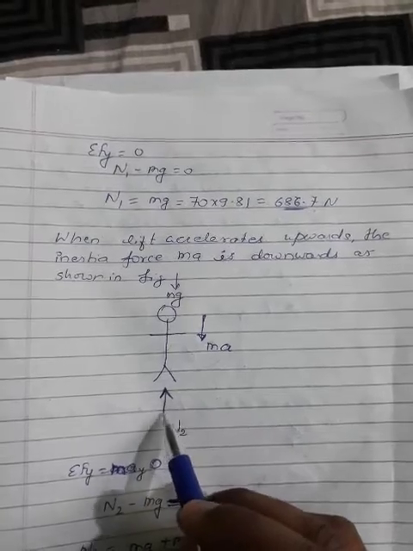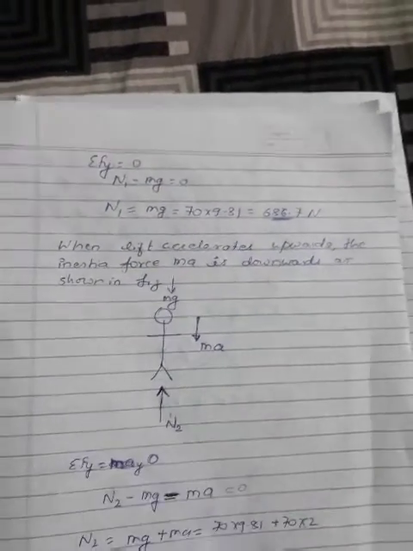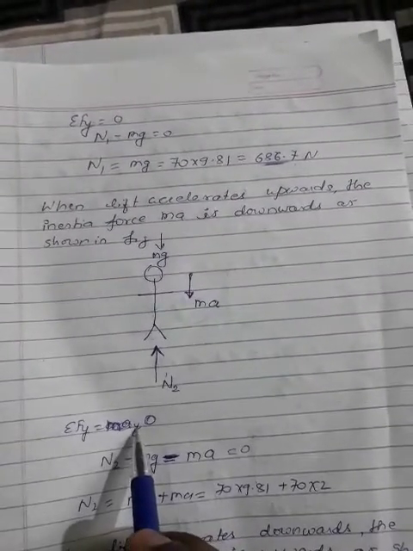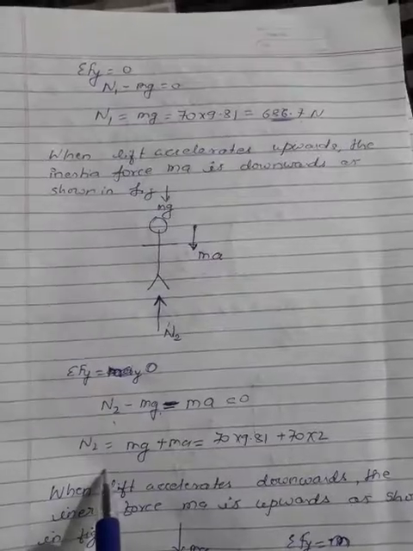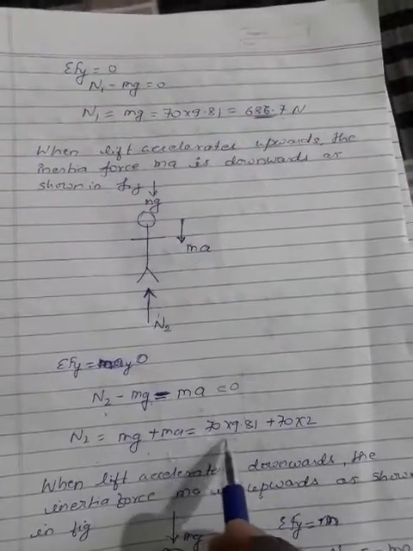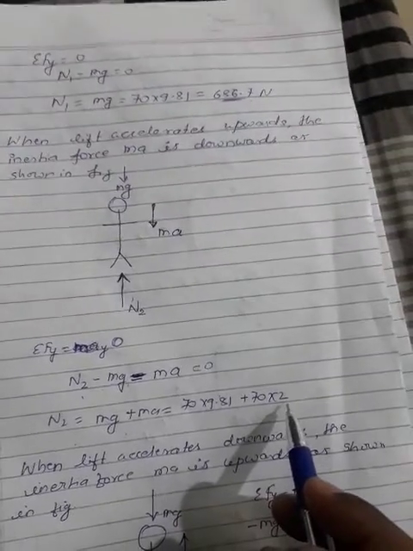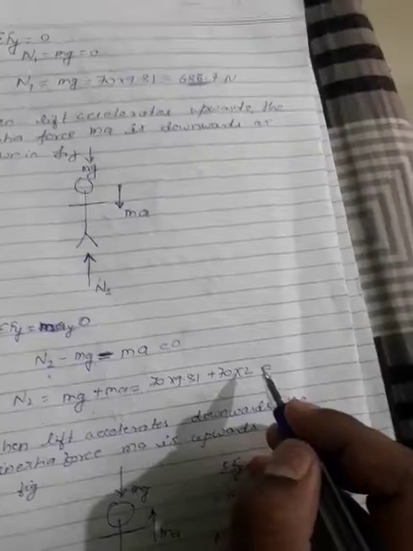Now the elevator will give the reaction to the man, N2. Now I am applying summation of Fy equal to 0, upward positive, downward negative, so I will get the N2 value as mg plus ma. So 70 into 9.81 plus 70 into 2, so I will get this N2 value as 826.7 Newton.